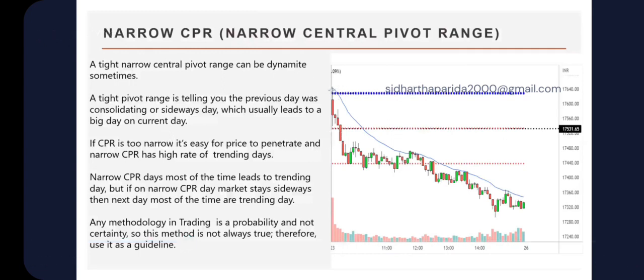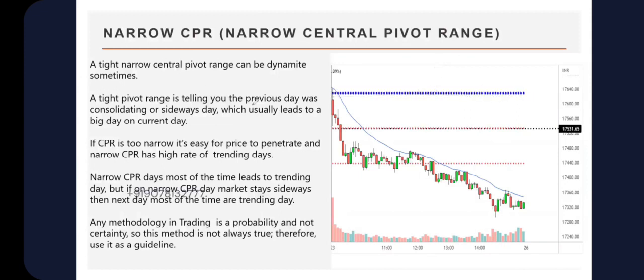But not necessarily every time. All these three lines don't have to be so close like this. Sometimes they can be a little bit away from each other, a little bit away like this. This is also your narrow CPR. Okay. So narrow CPR doesn't mean that it has to be so close. It can be a little bit away from each other like this. This is also narrow CPR. You can say that. Okay.